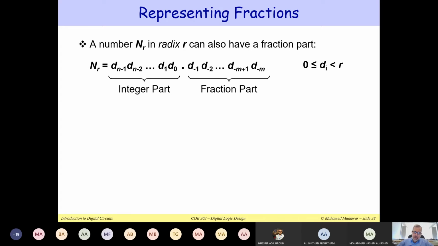So this is the integer part, this is the fraction part, and this is what we call the radix point. If this was decimal, it would be the decimal point. If it was binary, we call it the binary point. It separates the integer part from the fraction part.